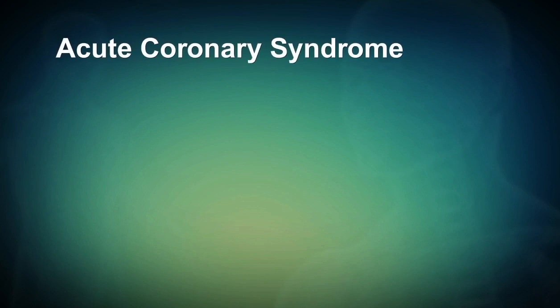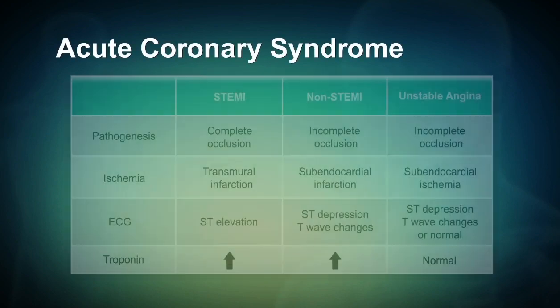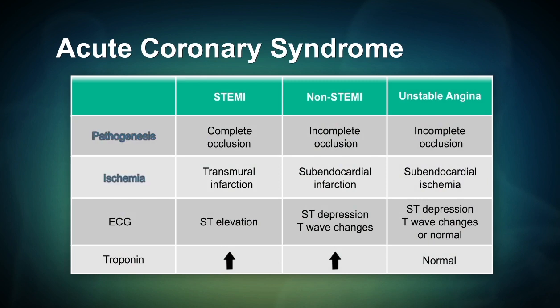These different forms of the acute coronary syndrome are compared and contrasted in this table, which compares the pathogenesis, ischemia, and ECG changes, as well as troponin changes in ST segment elevation MI, non-ST segment elevation MI, and unstable angina.